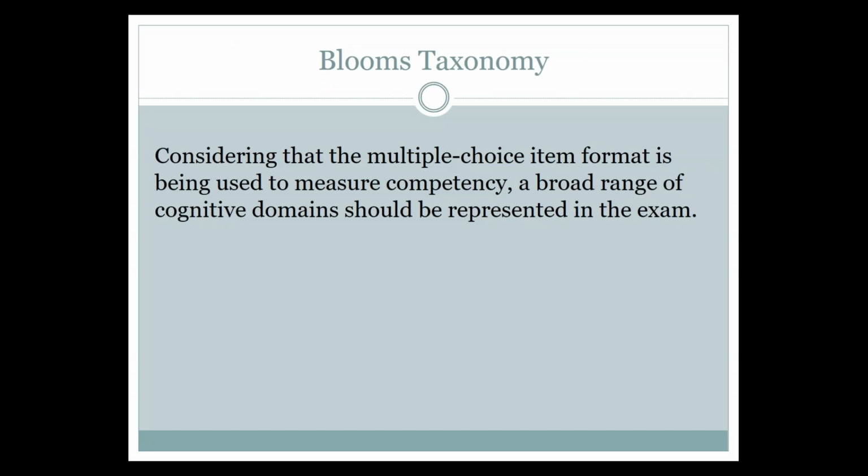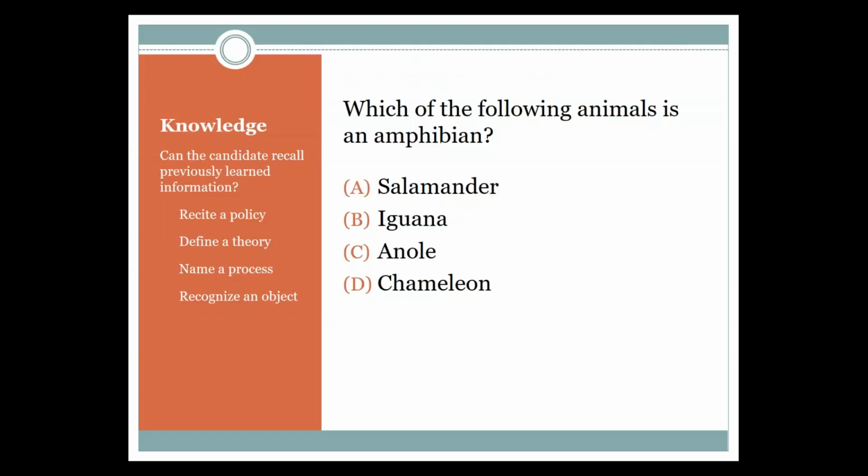So finally, a bit about Bloom's taxonomy. Considering that this multiple choice format is being used to measure competency, we really need to use a broad range of cognitive domains when developing our items. There are 3 that are available to us. I know 3 doesn't sound very broad, but these are the 3 that we can use. The first one is knowledge. Recall. It's the most basic, and just because it's the most basic doesn't mean it's bad, but we still want to use these sparingly, because these are kind of the bottom rung. There are still concepts that can really only be addressed by knowledge type questions, but we still don't want to have a ton of them on the exam.